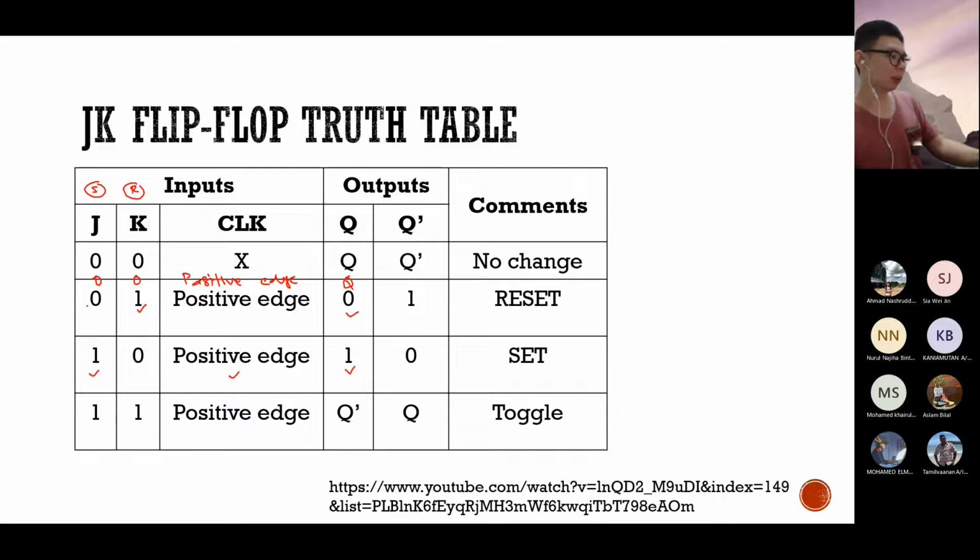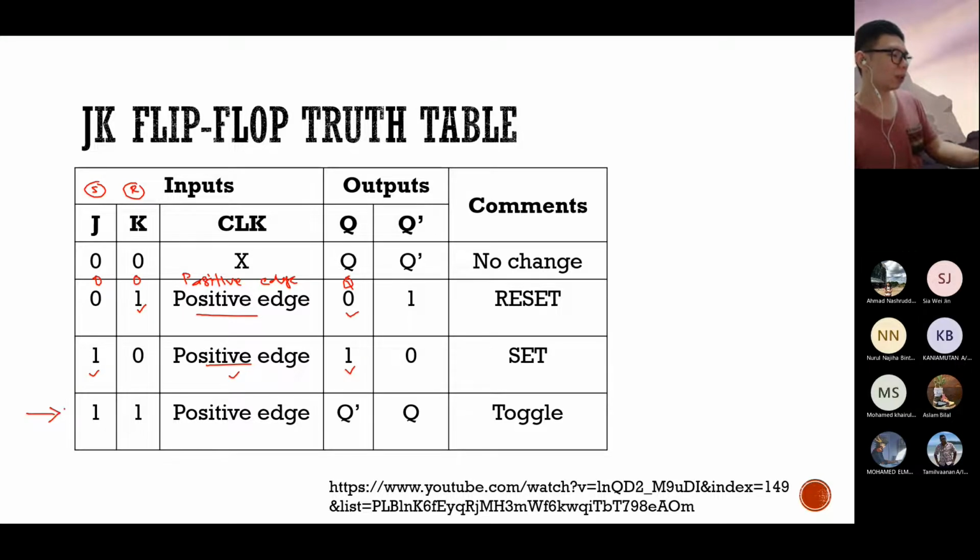Okay, if you give a 0, 1 to this JK flip-flop, the output here becomes 0. If you give 1, 0 over here to the JK flip-flop, the output here will be 1. That is provided you have a trigger over here. If you don't have a trigger, no matter what you give to the input, the flip-flop will not function. All right, so let's take a look at the last line over here.